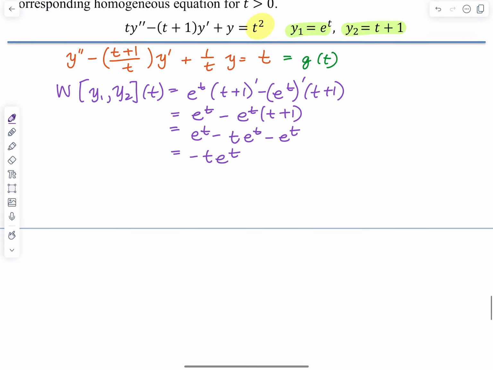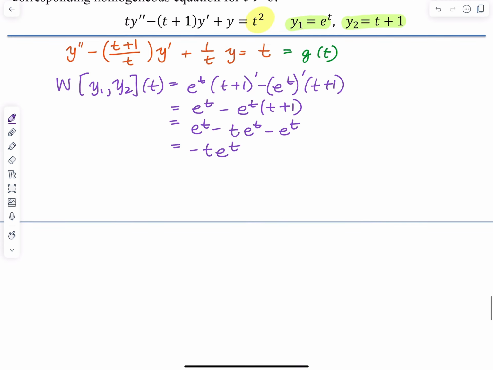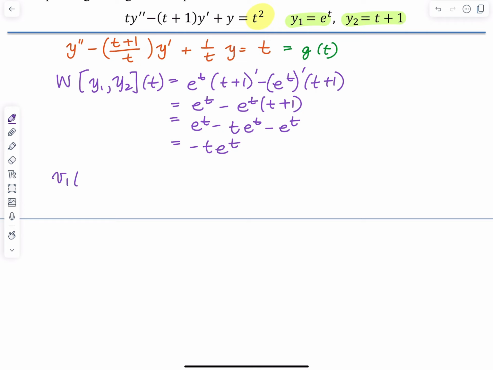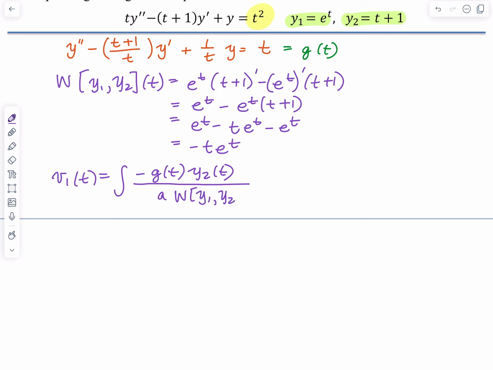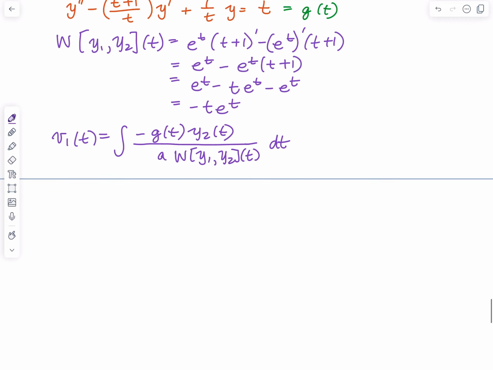Okay, so we will use that Wronskian in our integrals that will help us come up with the v1 of t. Of course, we have that integral, and that numerator is the opposite of g multiplied by y2 of t divided by that Wronskian, which will be negative t. I'll just go ahead and write a, which is 1 multiplied by the Wronskian, and that v2 of t will be the same.